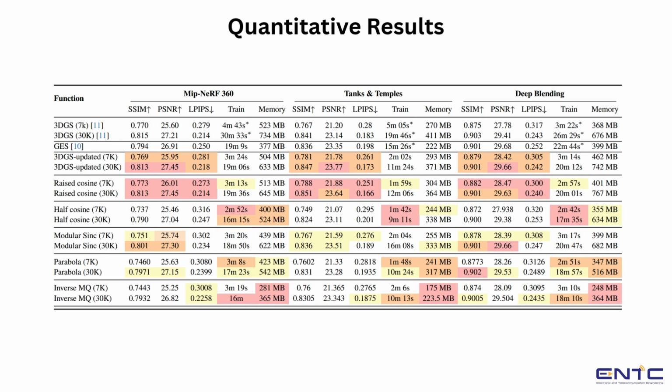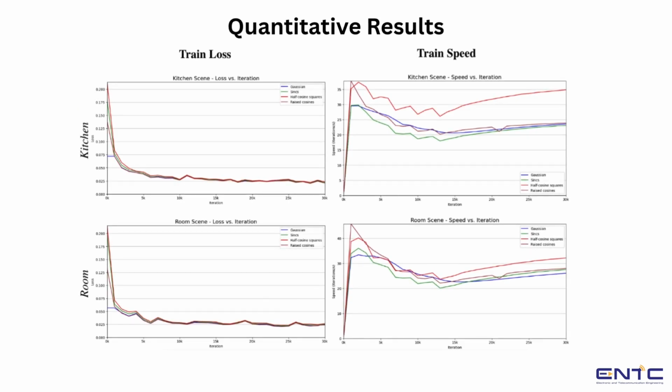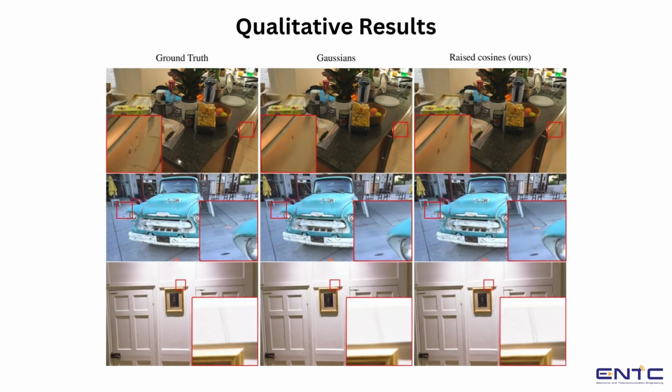Each DARB function performs differently. For instance, half cosines demonstrate faster convergence, while inverse multiquadric functions demonstrate reduced memory footprint. Although the loss curves are similar across DARBs, the training speed is faster in half cosines. The half cosine reconstructed scenes are comparable with that of Gaussians.